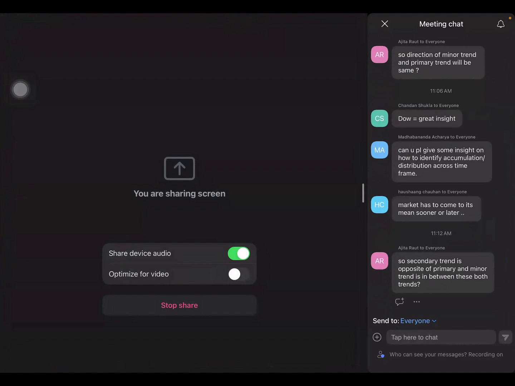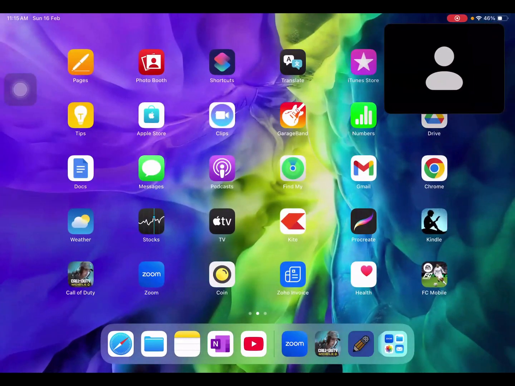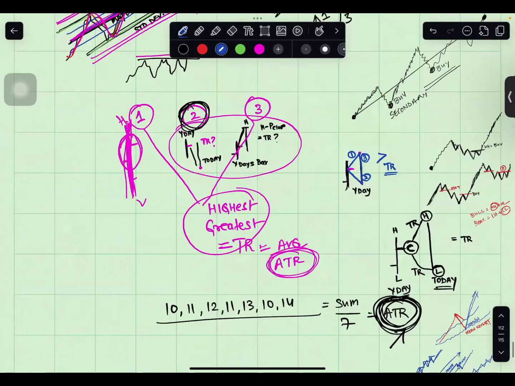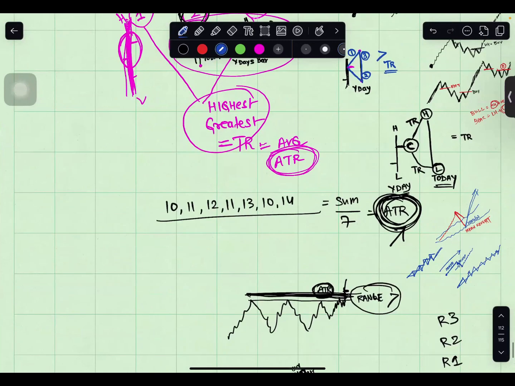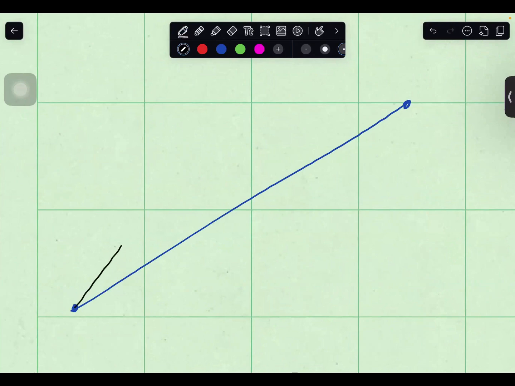Okay, Ajita, minor trend is everywhere. Minor trend makes secondary trends. Secondary trends make primary trends. I know this creates a lot of problems because the market is actually fractal in nature. So fractality is not easily seen. Let's assume that this is a primary bull market. This primary bull market will be made up of secondary up and down movements.